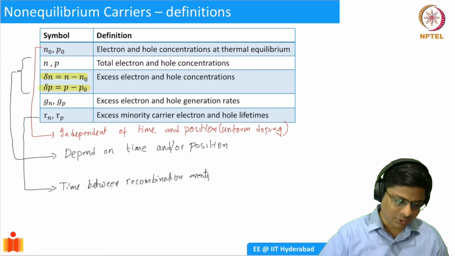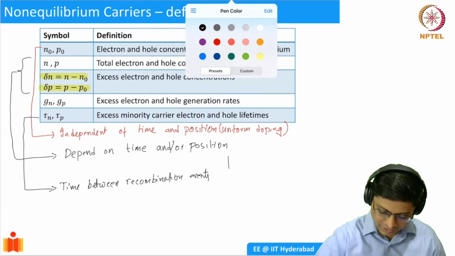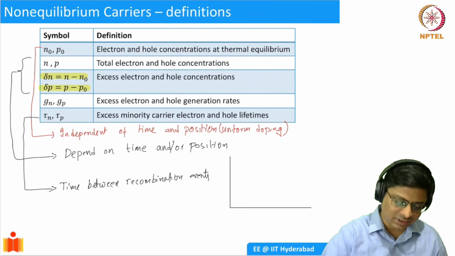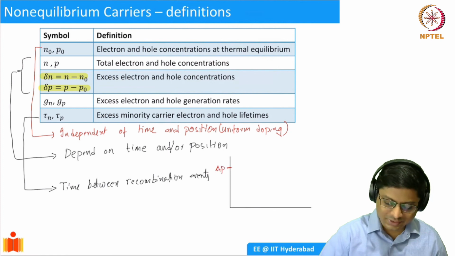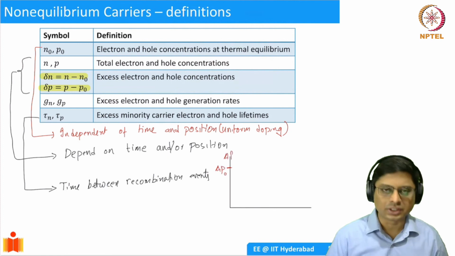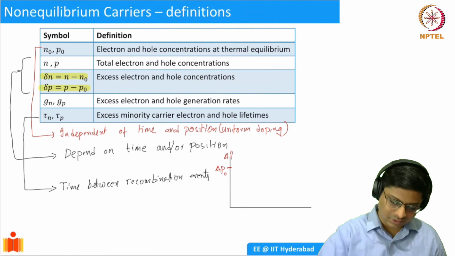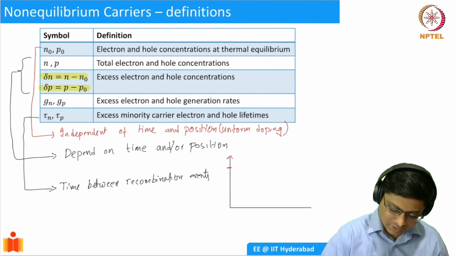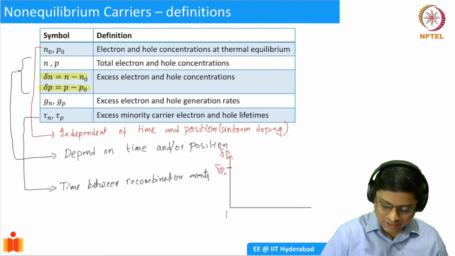We could try to plot it. We will see it again, but for now, to give you an idea, let's say I have a semiconductor and I somehow introduce excess minority carriers. I'm plotting only the excess, this is delta P and this is delta P naught. At time t equal to 0, I have a delta P naught, which is introduced. This is time t equal to 0 and this is time t.